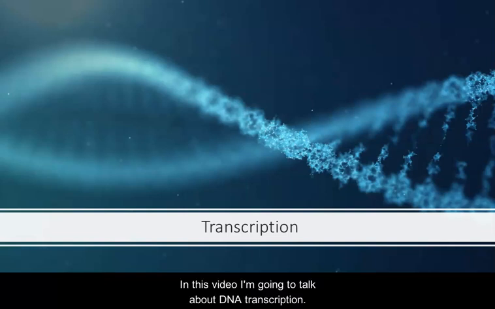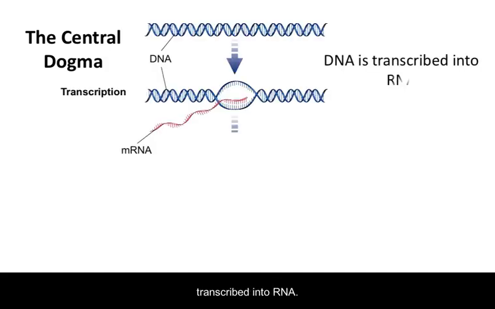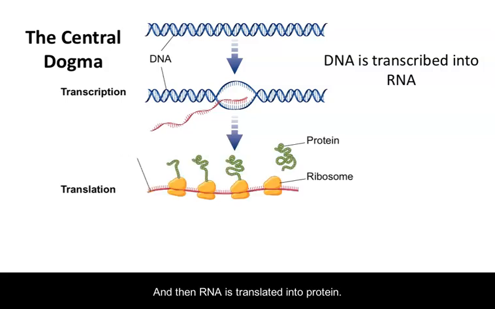In this video, I'm going to talk about DNA transcription. The key concept to remember when we talk about the pathway of DNA to protein is what is known in molecular biology as the central dogma. And that's just the fundamental principle that DNA is transcribed into RNA, and then RNA is translated into protein.